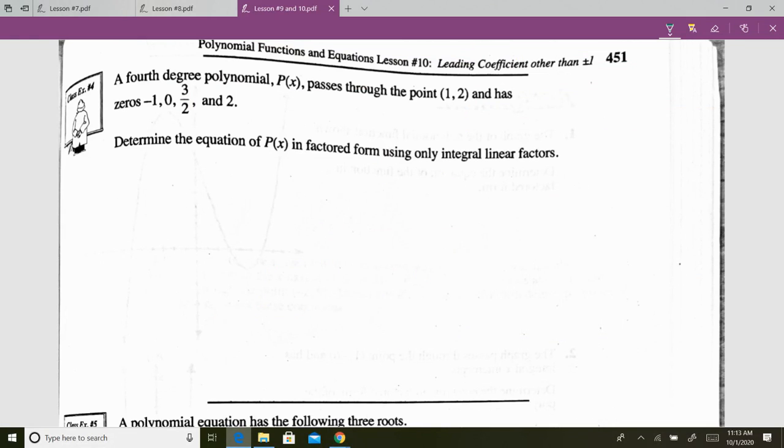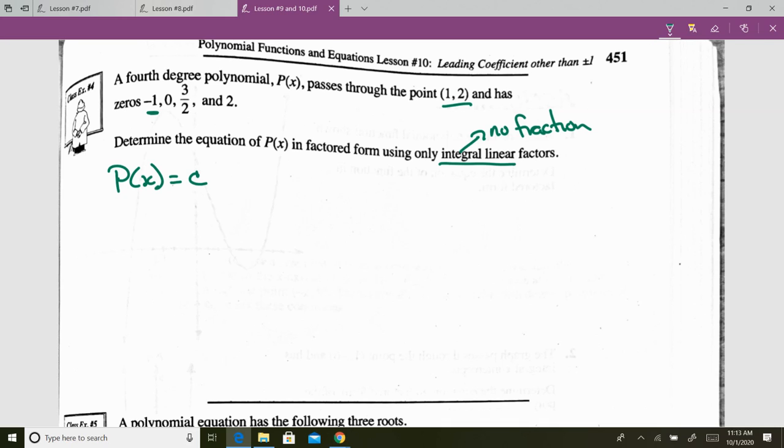So now they're going to give us all the x-intercepts. They give us a point it passes through. And the main difference here is we have a fractional x-intercept. And then they tell us we only want integral linear factors, i.e. no fractions. So when you're writing this, you're going to write this in the factored form. We're trying to find the leading coefficient because they tell us the point we go through. So we'll just put our C in.